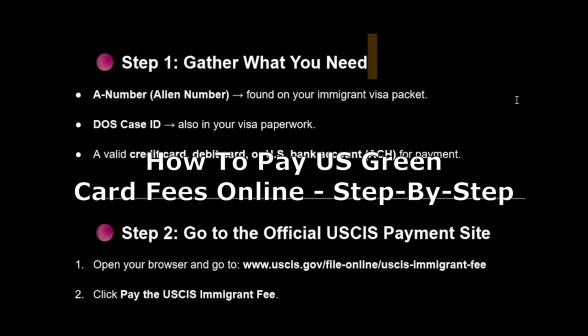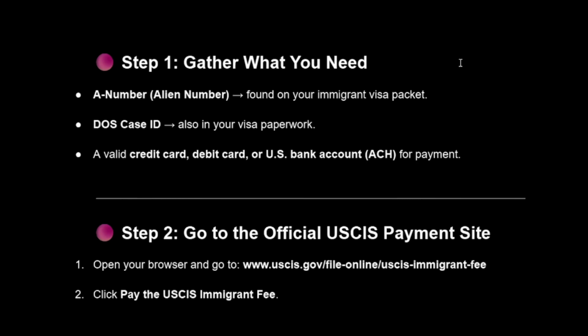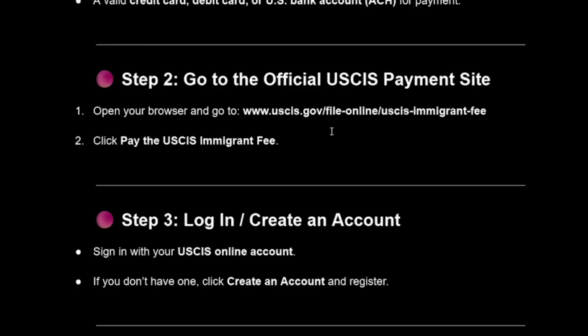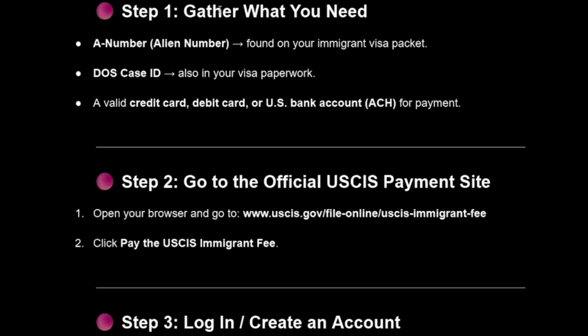How to pay US green card fees online. So there's a step-by-step method over here on what you're basically going to have to do. The first one is to gather what you need: your A number, your DOS case ID, and a valid credit card, debit card, or US bank account. You can just choose whichever.